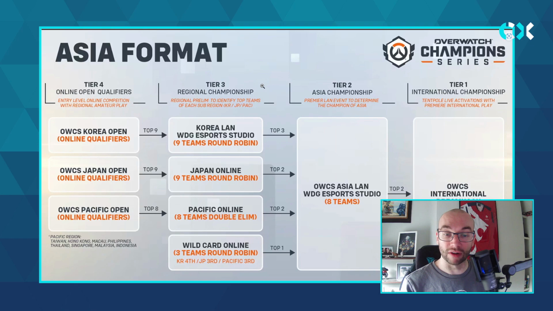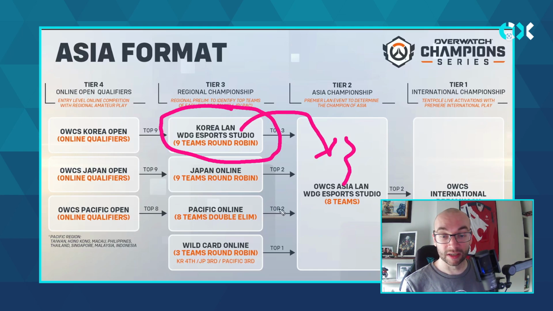Now, if you remember this graphic, this will maybe start to make a little bit more sense. And this is now, all of a sudden, our 9-team round robin. The 3 teams go to this, and then the 4th place team goes to this wild card.